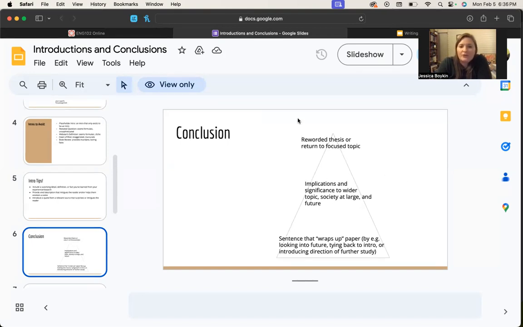What we're looking for in a conclusion, we are looking for a reworded thesis. You want to return to your central point, make sure that the reader is left knowing that information, what your argument was. And then what you want to do is you kind of zoom out of the paper. And that's why I have this triangle here, is that you're going from most specific, which is your thesis statement, to expanding. You want to talk about how the topic that you've discussed in your paper relates to other subjects, right? How does this expand to inform other conversations that we might be having?